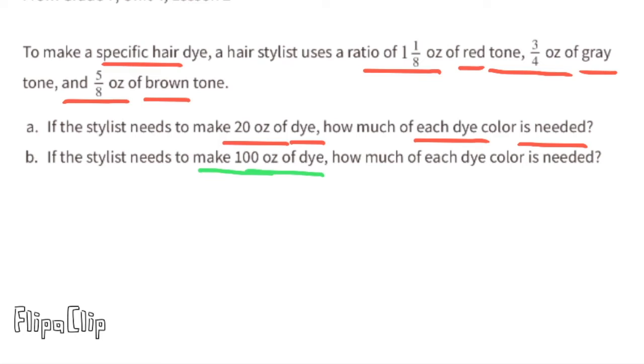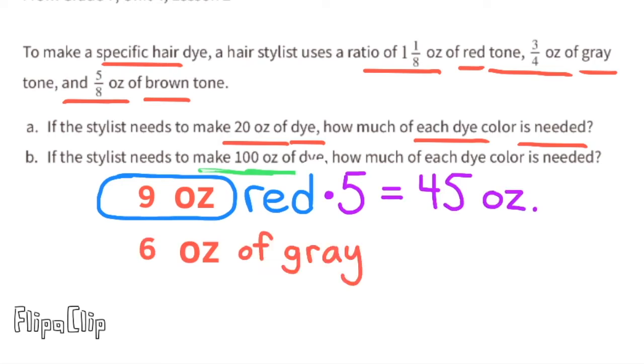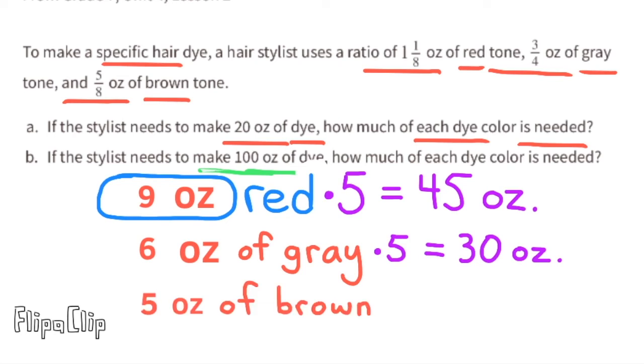Since 100 ounces is 5 times larger than 20 ounces, the stylist would have to use 5 times the amount of dye color than they did when they were making 20 ounces of dye. 9 ounces of red times 5 equals 45 ounces of red. 6 ounces of gray times 5 equals 30 ounces of gray. 5 ounces of brown times 5 equals 25 ounces of brown.